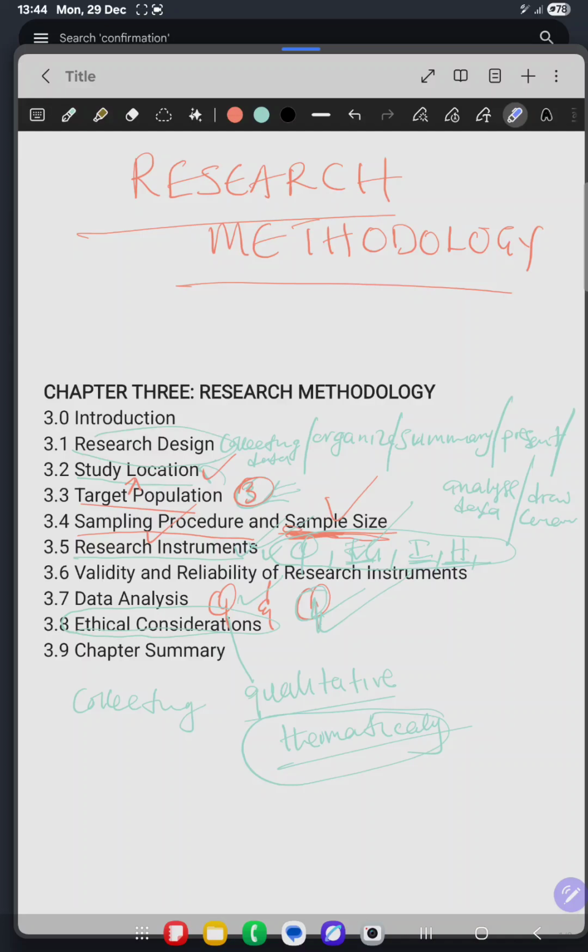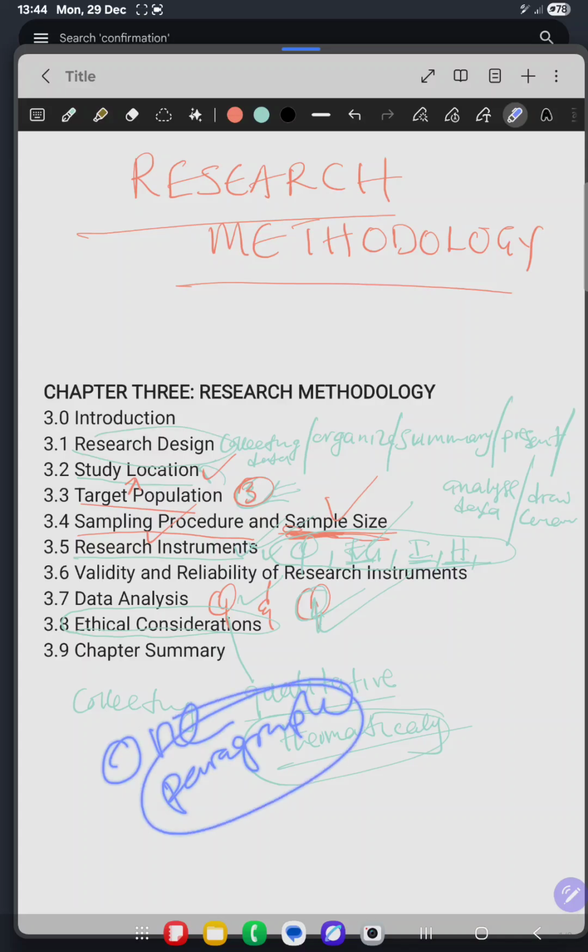Okay, so there are so many ethical considerations that you are supposed to follow as a researcher, but for now, we can end there. Each and every research that you have should have what we call the chapter summary. The chapter summary is always there to summarize whatever you've said inside your chapter. And mostly it is just one paragraph. That's what we do on the chapter summary.